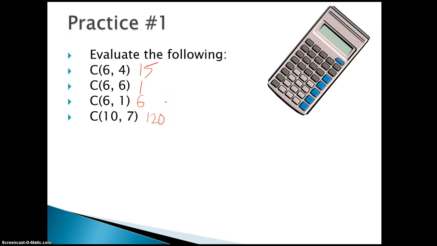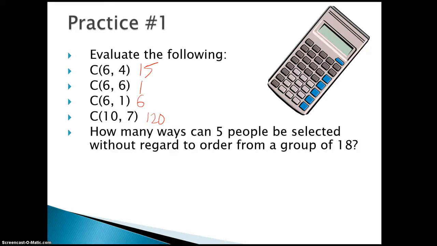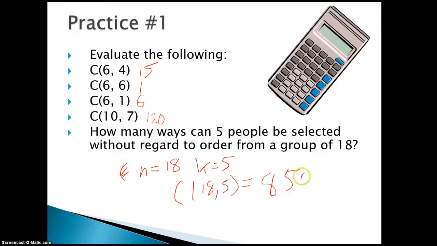Now for this, most of the problems in this class are not going to be just, plug these in your calculator. You're going to have to do a little bit of translation. So for example, how many ways can 5 people be selected without regard to order from a group of 18? So we've got a total, our n here, we could say n here is 18, k is 5 because that's how many things we're picking. So it's going to be the combination of 18 things 5 at a time. Using your calculator, if you did 18 things 5 at a time, the answer turns out to be 8568.